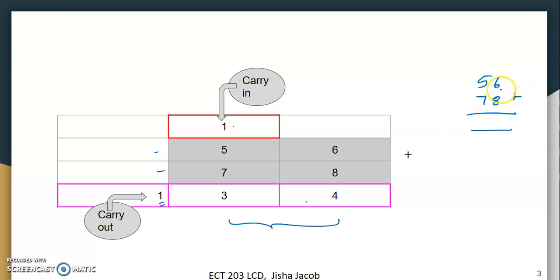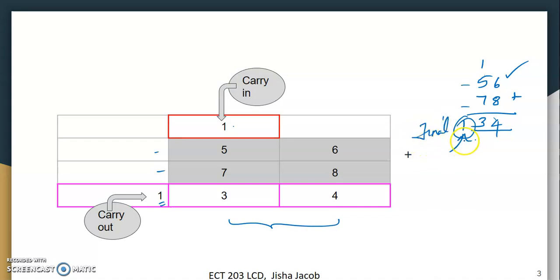So let me brief it once more. 6 plus 8 is 14. I have 4 here and 1. 1 is a carry out of the first stage, that is the ones place, and 1 plus 5 plus 7 is 13. Where 1 is the carry out of the tens place. Since there are no more places, that means there is nothing in the hundreds place. Therefore, this 1 is the final carry out.